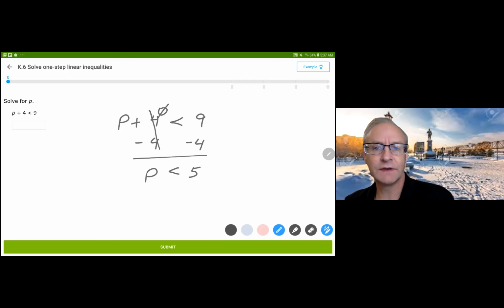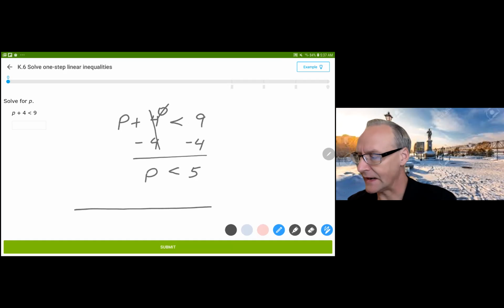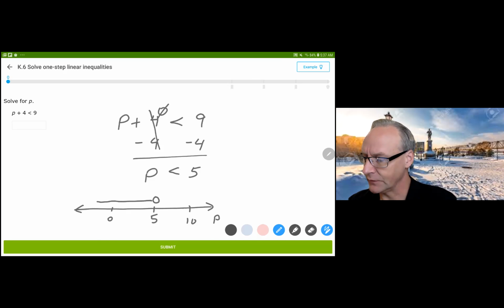Now, this has an infinite number of solutions, which is different than the equation type that you get. Now, if you were to graph this solution set, here's 0. I'm just going to be lazy and put the 5 and the 10. Not quite proportional there. We have an open circle at 5 because it's not included, and we want all the numbers less than 5. So p is 4 and 3 and 2 and 1 and negatives and so on.